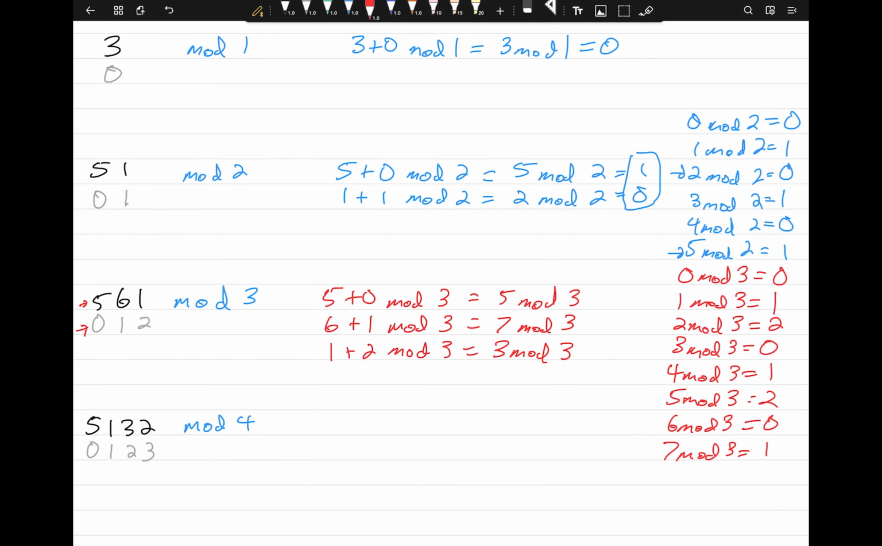So if we look here, 5 mod 3 is 2. 7 mod 3 is 1. And 3 mod 3 is 0. They're all different. So just like we saw when we wrote out the pattern, that can be juggled.